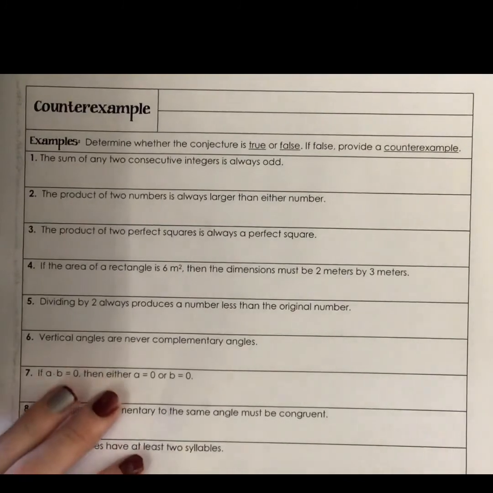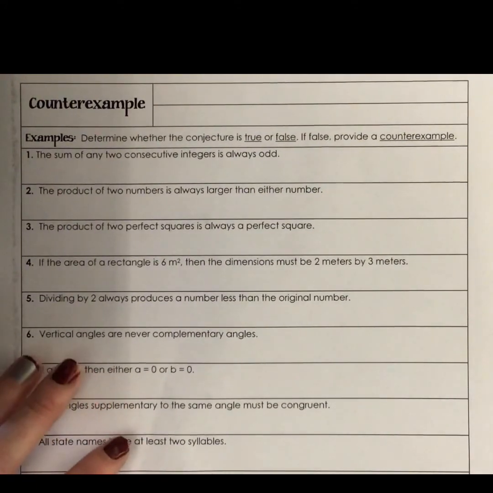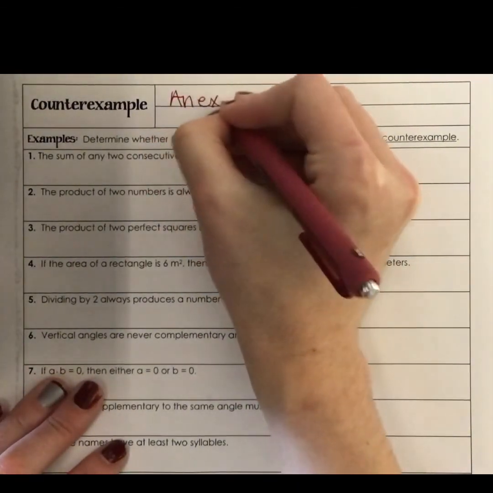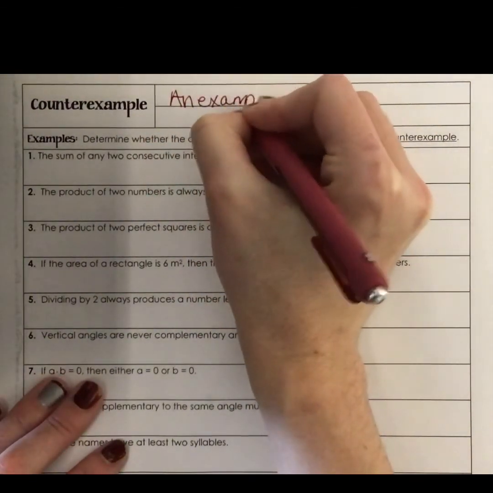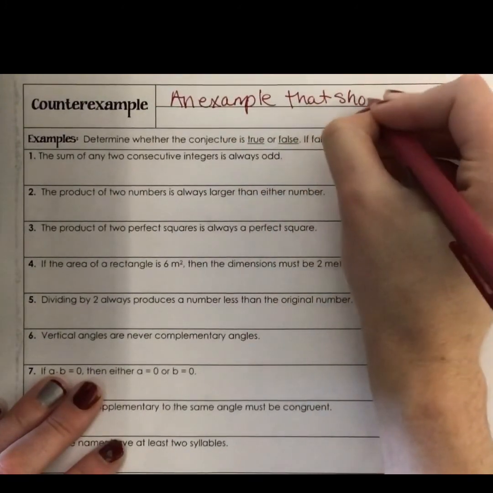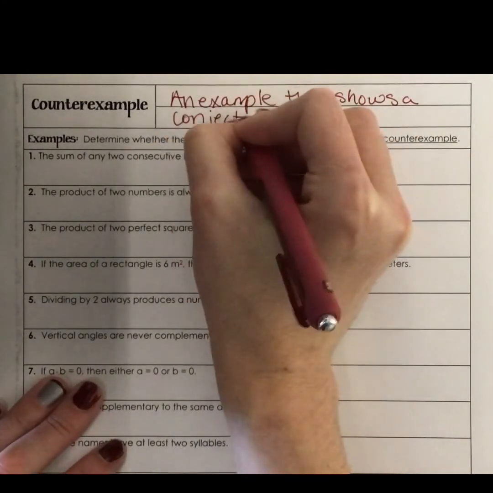So continuing on with our different things that we'll be talking about, we also have things called counterexamples. A counterexample is an example that shows a conjecture false.